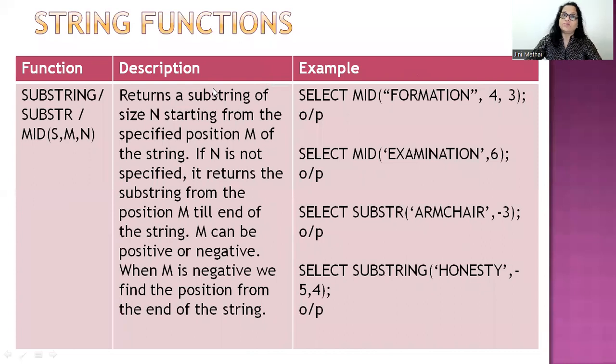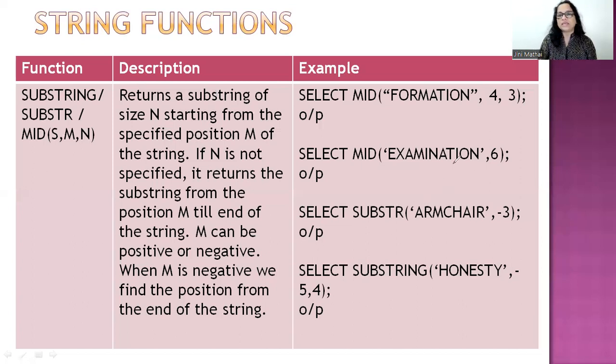It's a very important function. It's called the substring or the substr or mid. So the same function has 3 names: substring, substr or mid, and it does the same thing whichever function name you use. Now this function takes 3 parameters. The first one has to be a string. The second and the third have to be some integer value. It is not necessary that you write n. N can be omitted. But can I omit m? No. M is a necessity, but n can be omitted.